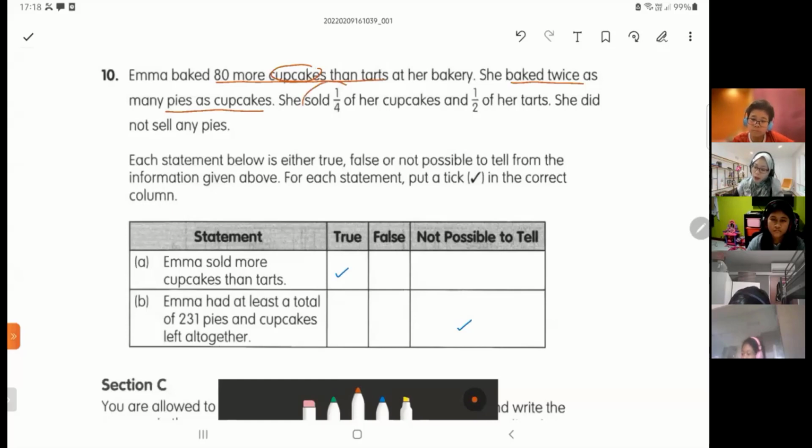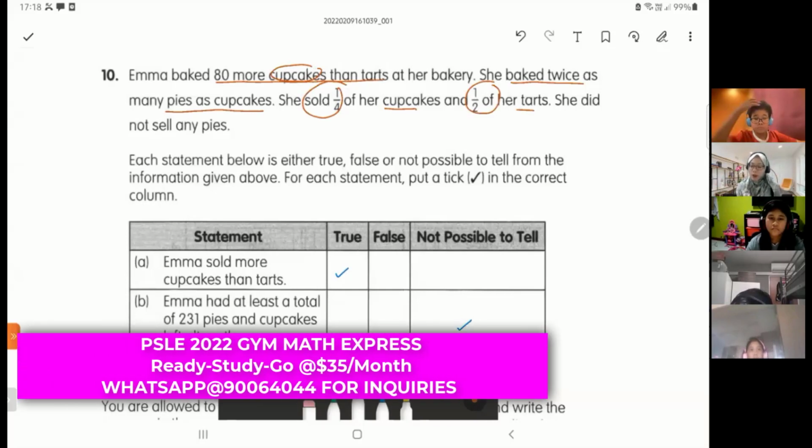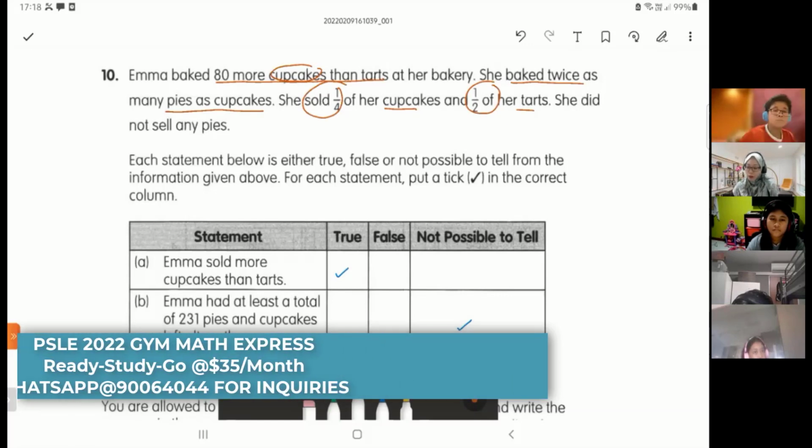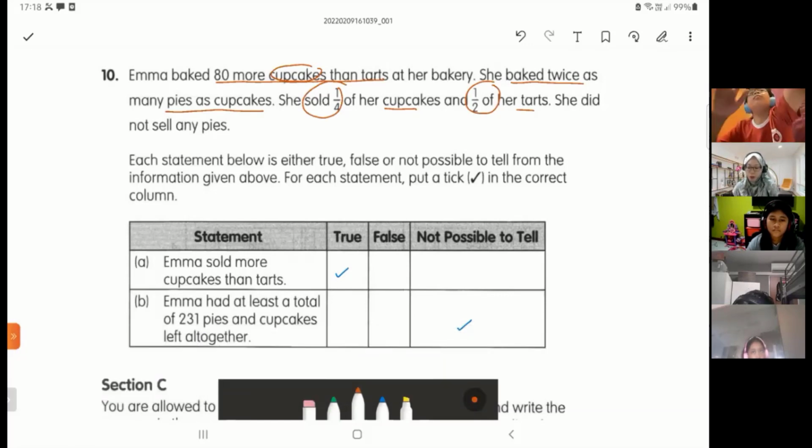She sold 1/4 of her cupcakes and half of her tarts. She didn't sell any pie. Each statement below is either true, false, or not possible to tell from the information given above. For each statement, put a tick in the correct column.